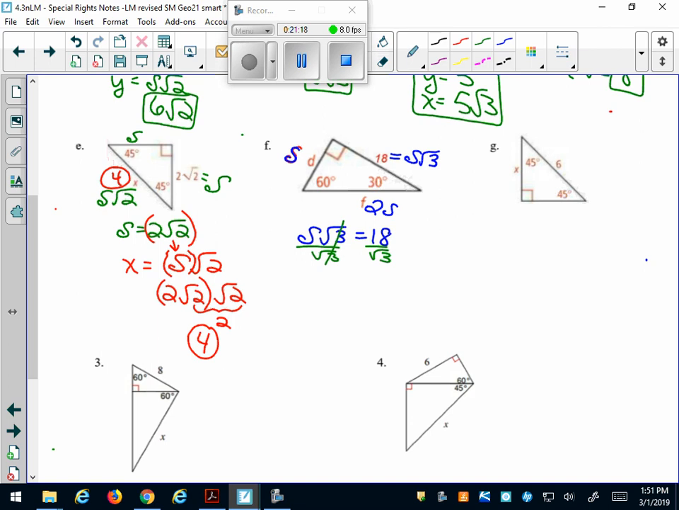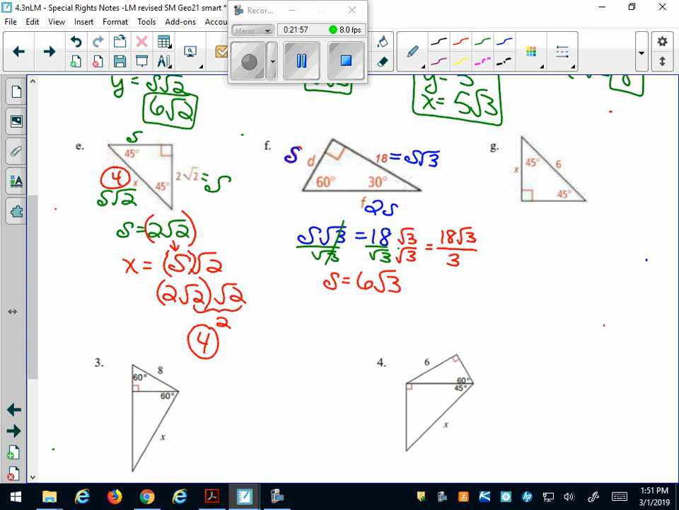What's the matter there? You can't have a radical in the bottom, so we are going to rationalize the denominator. Times root 3 on top and bottom. On the top, we end up with 18 root 3. And on the bottom, what's root 3 times root 3? 3. Remember, the denominator does not just cancel out. Just the radical sign cancels out, right? So we get root 3 times root 3 is 3. Now what's 18 over 3? So S equals 6 root 3.